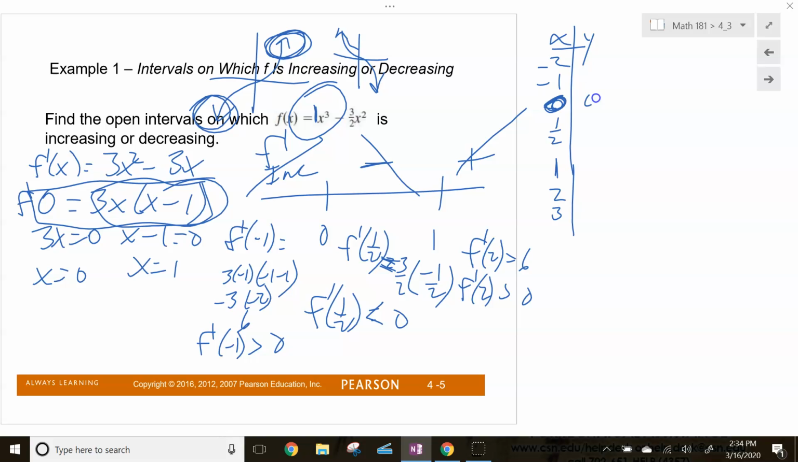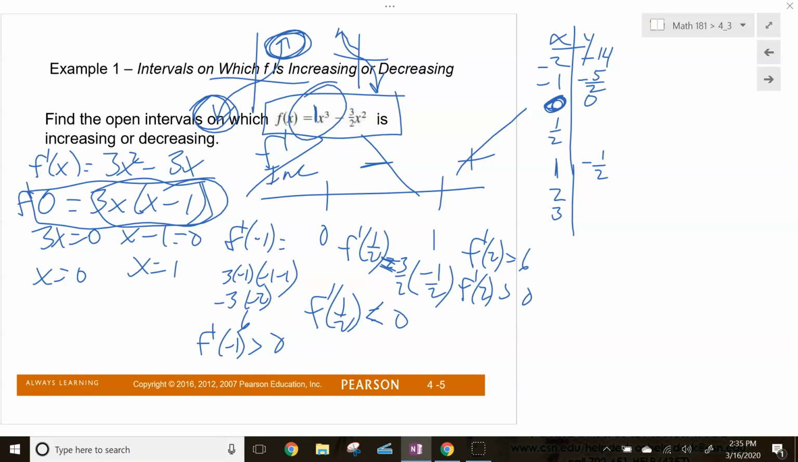I throw in 0 and I get 0. I throw in 1 and I get... I'm sorry, I'm throwing it into my original here. 1 cubed minus 3 halves. So I got 1 minus 3 halves, which is -1/2. And you can plug in these other ones, like -1 ends up being -5 halves. You got -2, so -14.